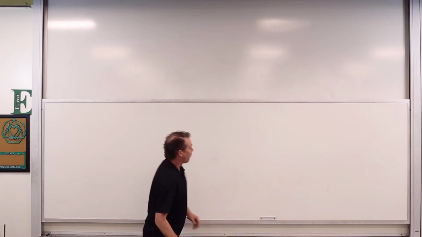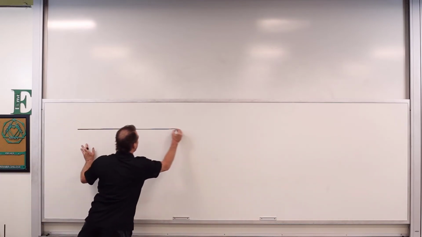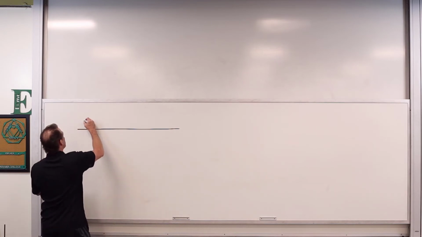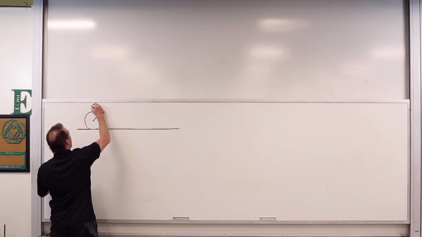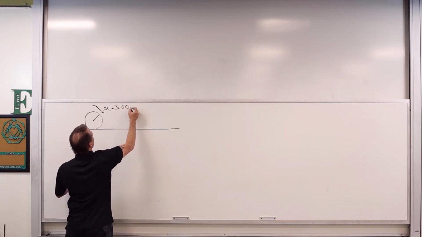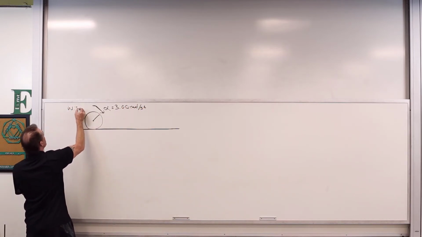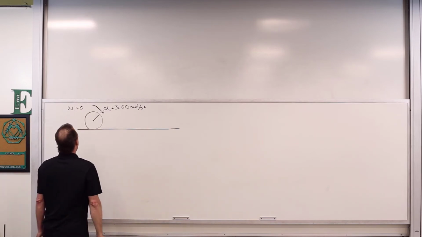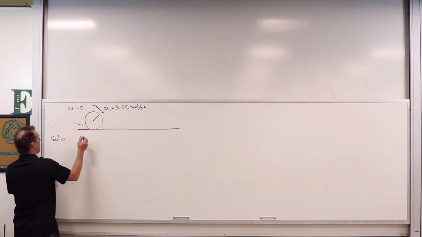All right, so we've got ourselves some level ground here, and we're going to take ourselves a solid sphere. It has some radius, and it is going to have some angular acceleration, let's say that that is 3 radians per second squared, and then it was initially at rest. And we note that this is a solid sphere.